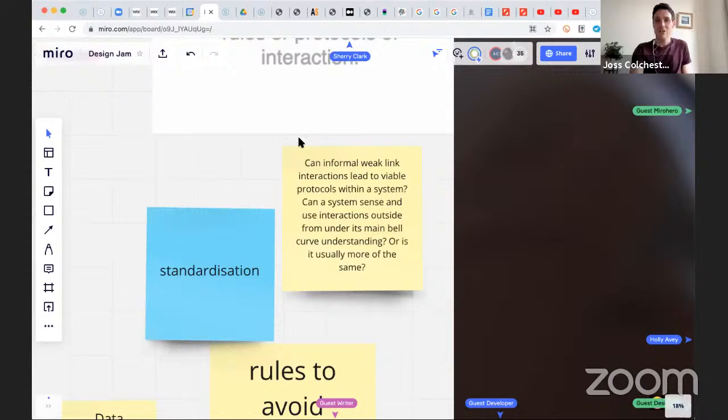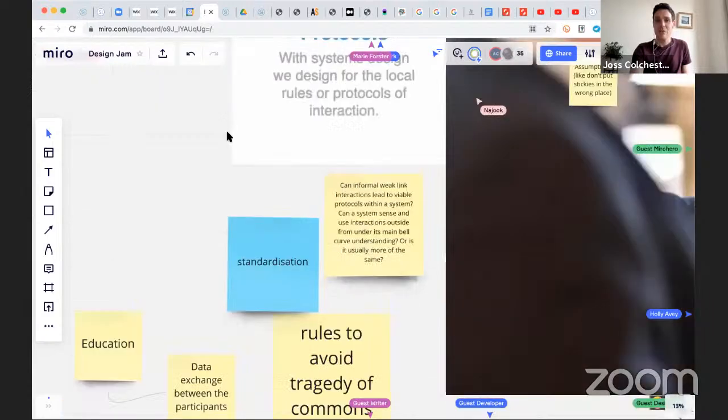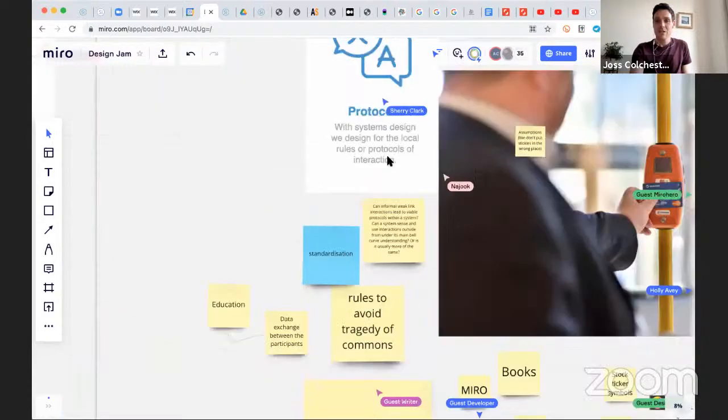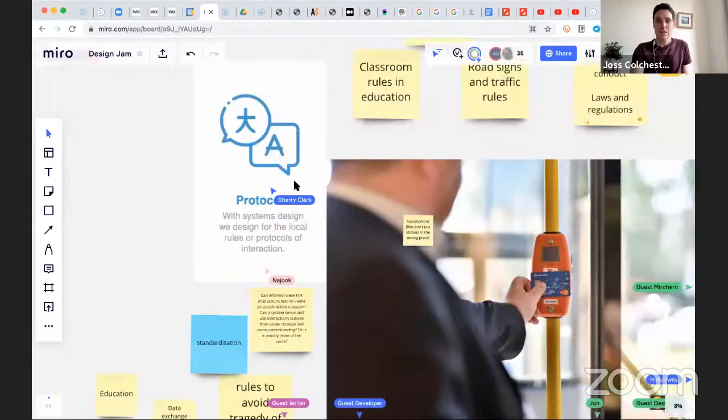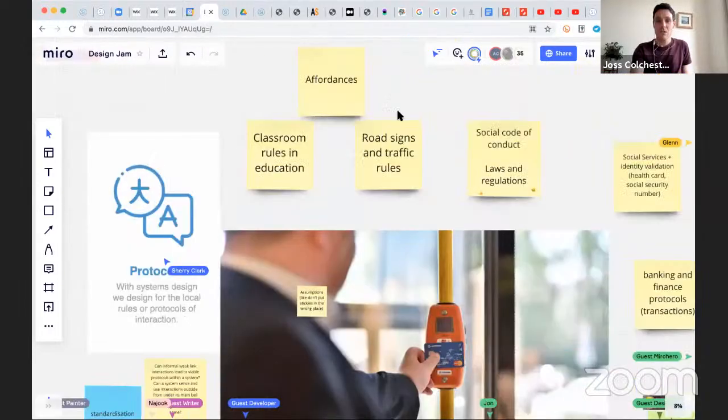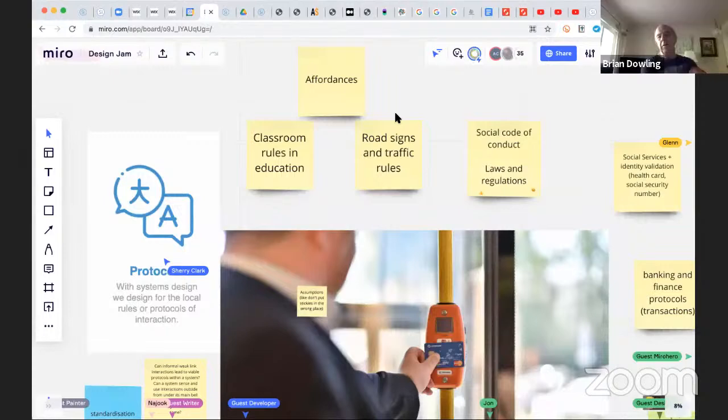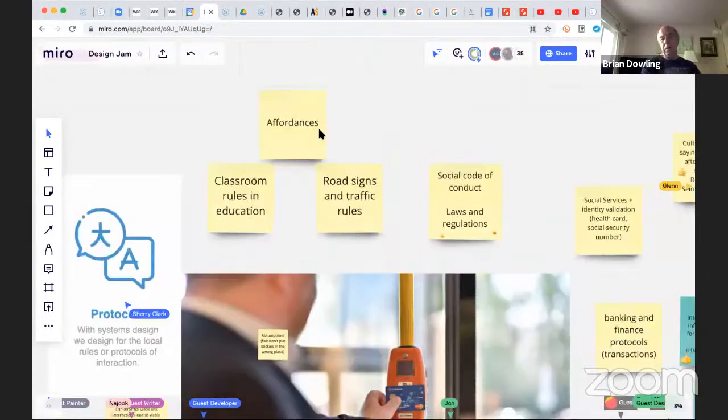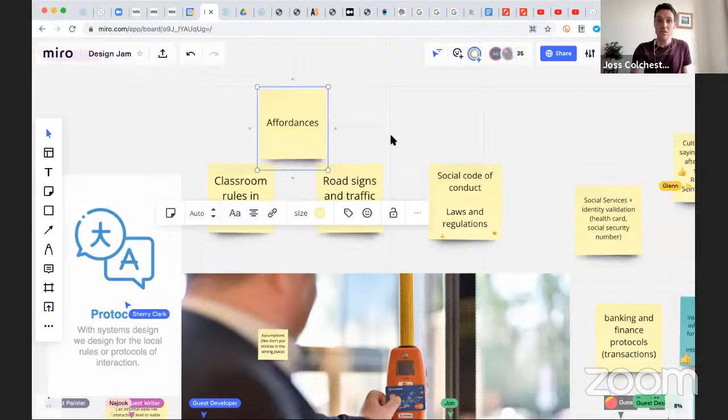Yeah, changing language and changing those rules. Okay, classroom rules in education. Yep, affordance. Bruno, talk on that. Affordance.